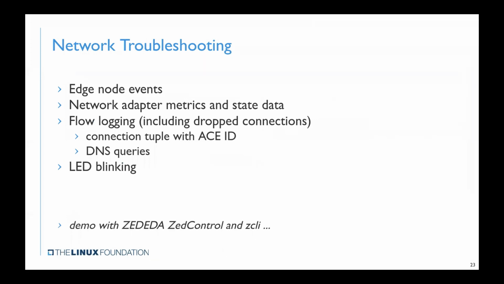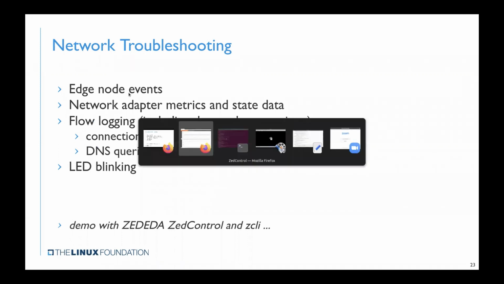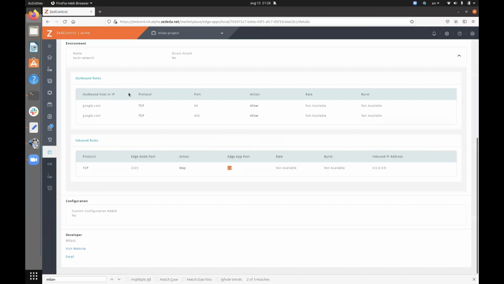Now, about some troubleshooting. If you have an edge node which is not working well and you suspect that this could be a network issue, there are multiple places you can look. So there are edge node events, right? They are published by EVE-OS, and I will show them here in the commercial controller.